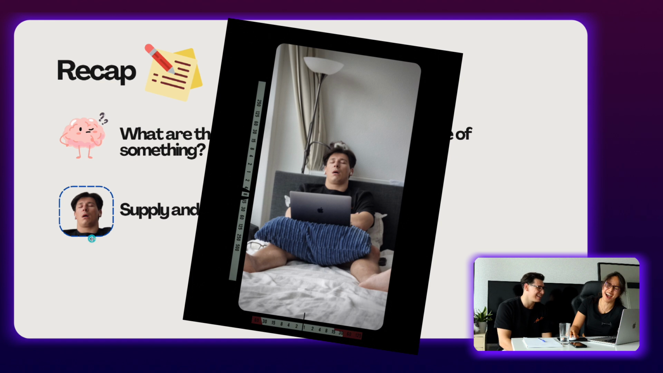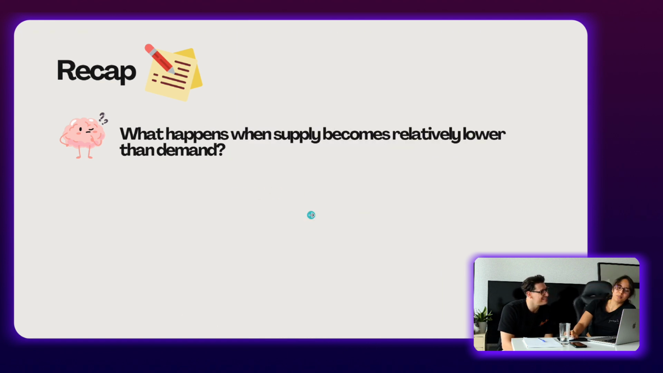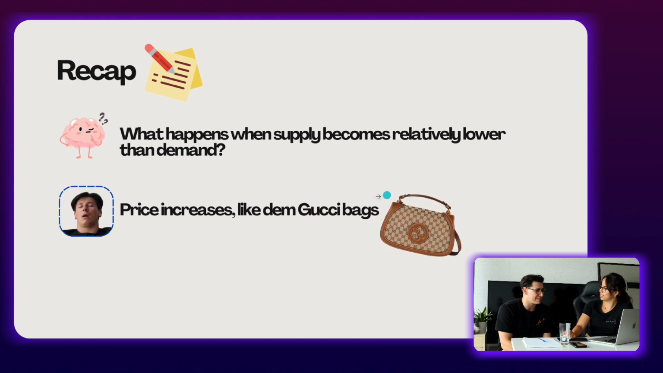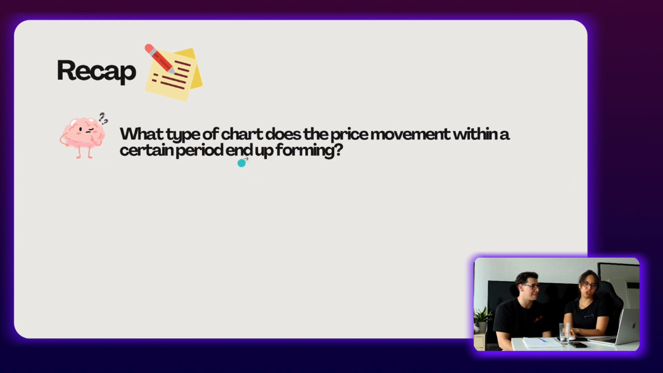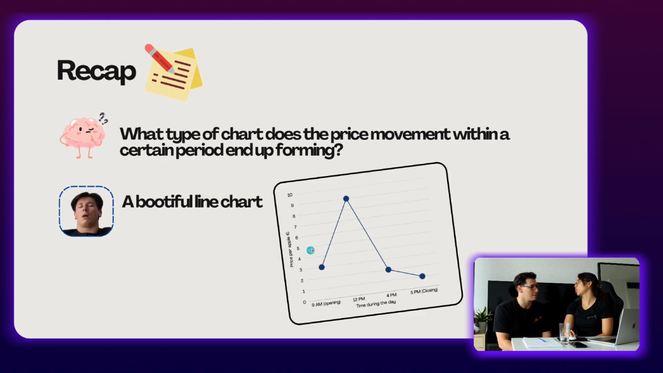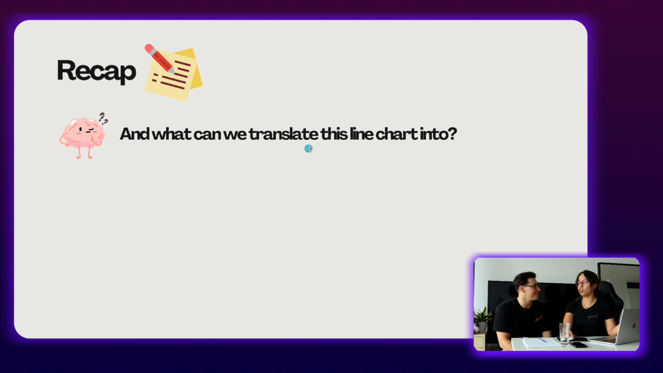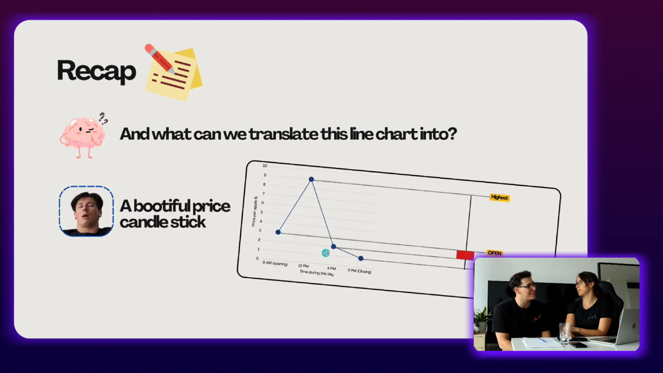You were sleeping. And what happens when supply becomes relatively lower than demand? It's going to become a higher price. Remember the Gucci bags? It was a tricky question. Guys, laugh. It's fine. I'm learning. What happens when demand becomes lower than supply? It's going to become cheaper. And what type of chart does the price movement within a certain period end up forming? A beautiful line chart. What can we translate this line chart into? The candlestick. A beautiful price candlestick.